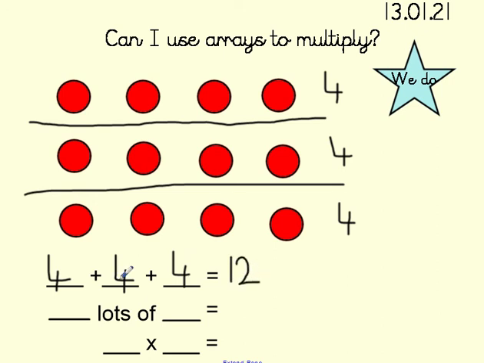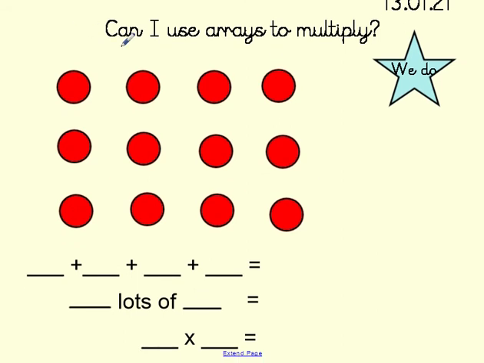Now I can see I've got 1, 2, 3 lots of 4. Yes, I can see it here. I've got 1, 2, 3 lots of 4, which equals 12. So that means I need to write that as 3 multiplied by 4 equals 12. Now I could look at this a different way. Let's see.